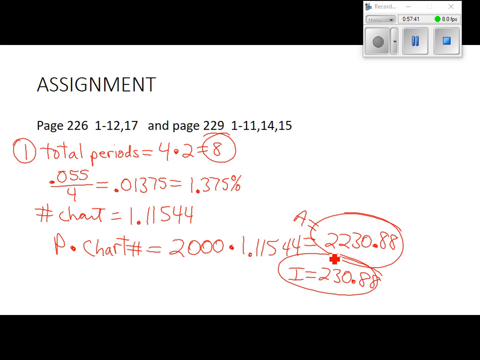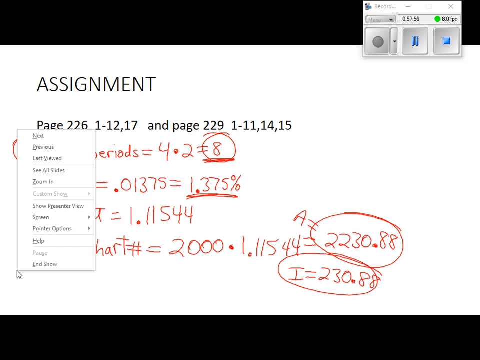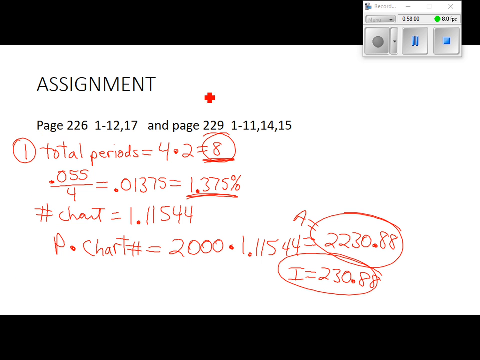So nothing really hard about this. You just gotta find the total number of periods, and you gotta find that percentage per period, and then look it up on the chart and multiply that number. I don't know which one's easier, which one's harder. About the same problem. I think the chart is easier though. Let's do it the other way.